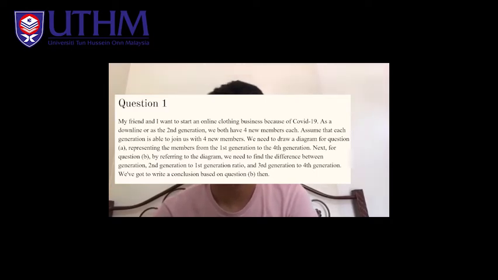Next, for question B, by referring to the diagram, we need to find the difference between generations, the second generation to first generation ratio, and the third generation to 4th generation ratio. Then, we've got to write a conclusion based on question B.